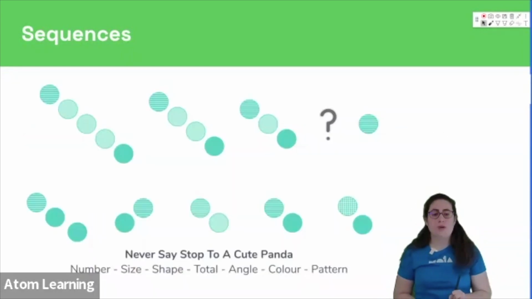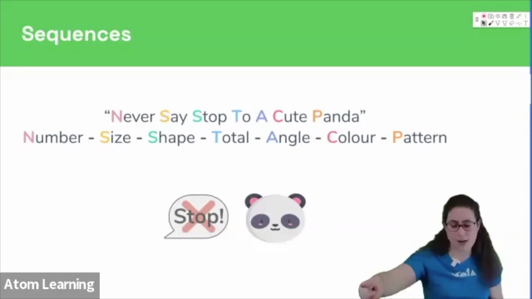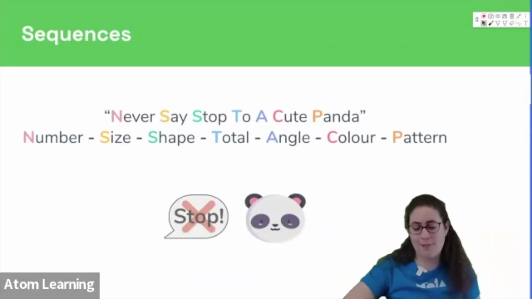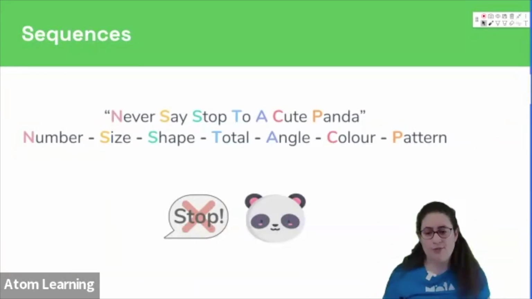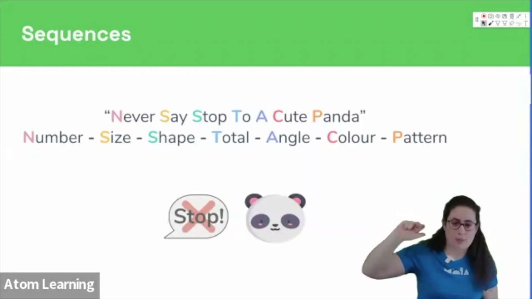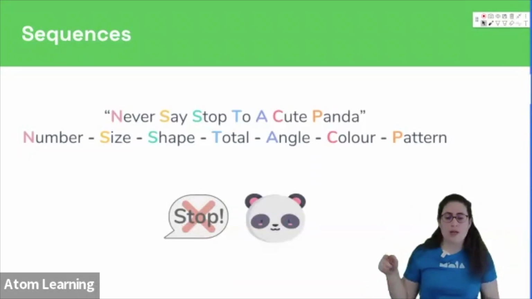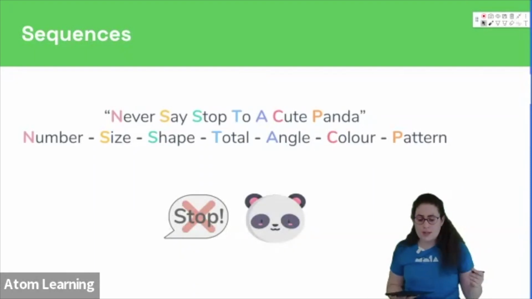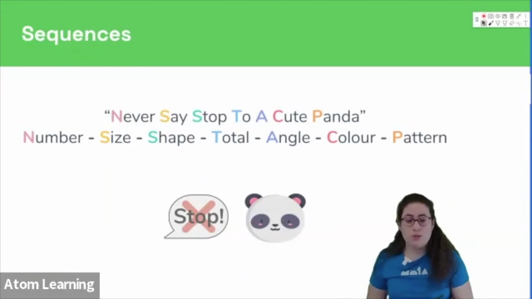Now here is our wonderful mnemonic again, just in case you thought that you would have time to forget it. You don't have time to forget it. I'm going to bring it up all the time. So remember, never say stop to a cute panda stands for number, size, shape, total, angle, color, pattern. These are all the things we need to look out for when we are trying to figure out what can link 2 images, or maybe what differentiates 2 images.